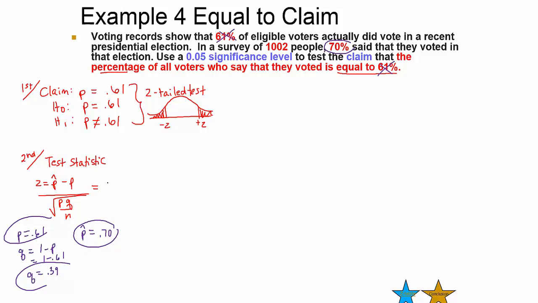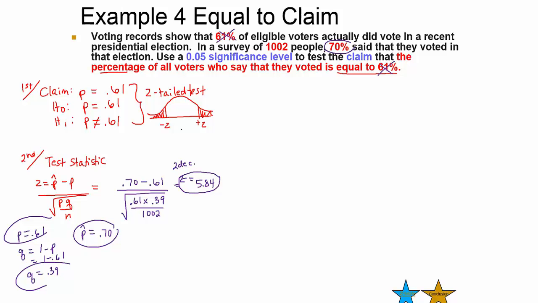To plug into the formula, we get p hat minus p, so 0.70 minus the claim, divided by the square root of the claim times q, the opposite of the claim, 0.39, divided by n, and the total in the sample was 1,002. Always round z to 2 decimals. So z is equal to positive 5.84.